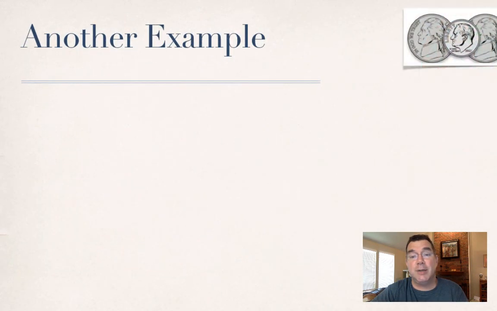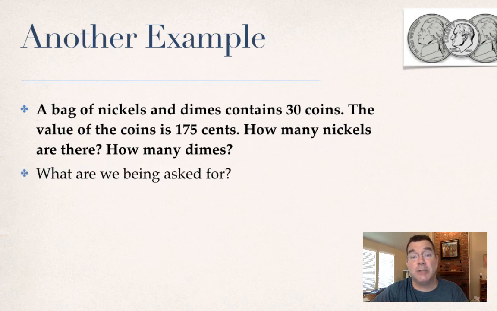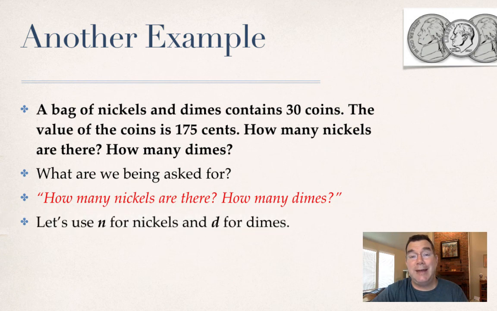Here's another example of a system that needs to be written based on a bunch of sentences. I have a bag of nickels and dimes that contains 30 coins in all. The value of those coins is 175 cents. How many nickels are there and how many dimes are there? So again, I'm looking for the question mark to figure out what I'm being asked for. It says how many nickels are there and how many dimes. So I'm going to let n represent the number of nickels and d represent the number of dimes, and I'm going to set up my equations with those variables.